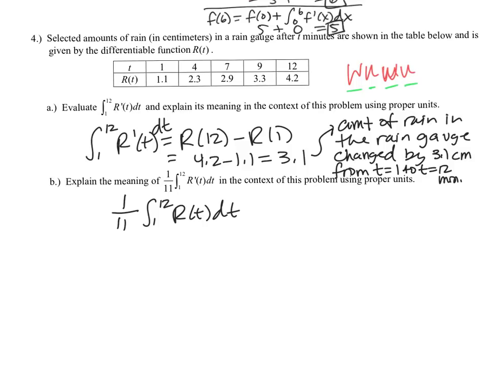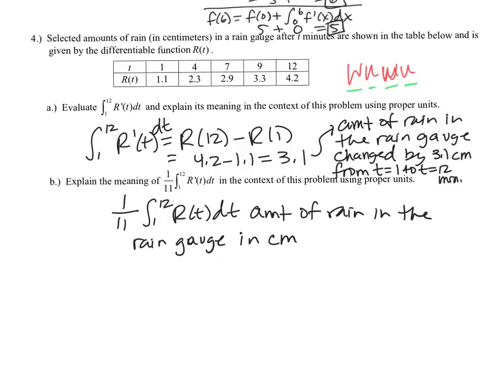So the answer to this, in context of this problem, with proper units, is that this expression represents the amount of rain in the rain gauge. How do you spell gauge? G-A-U. Never spell it right. Okay, and the amount of rain in the rain gauge. Now that's the what. Give the unit, say in centimeters. Okay, then let's talk about the when, from t equals 1 to t equals 12, and then don't forget the time units, which would be minutes.